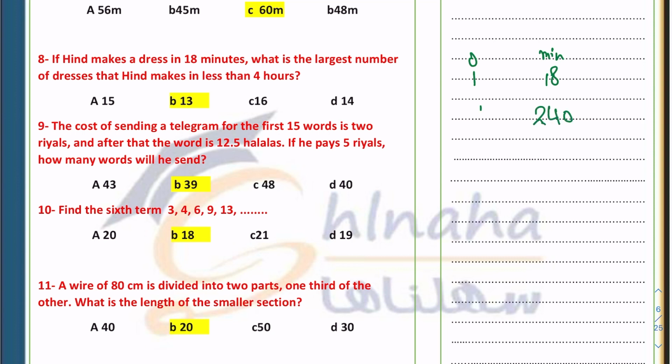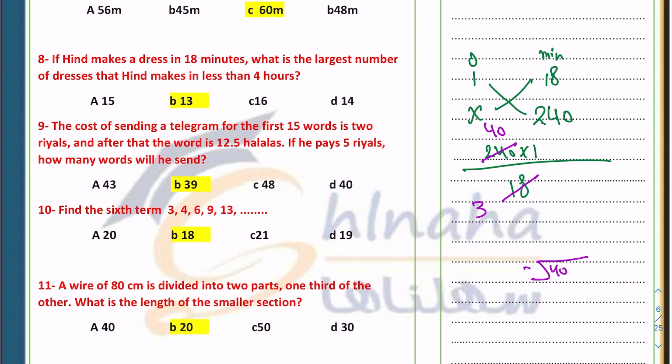240 minutes. And we need to find the number of dresses she can find. 18 will be down, and 240 and 1 will be up. I can use long division, and also I can simplify it before using long division. I can divide here by 6, it will be 3. Divide here by 6, it will be 40. So now I have 40 divided by 3.